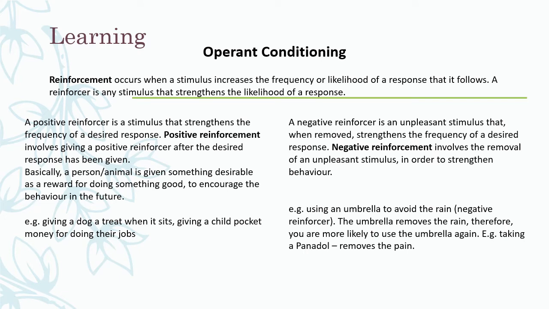So in operant conditioning, there is a reinforcement. So reinforcement occurs when a stimulus increases the frequency or likelihood of a response that it follows. A reinforcer is any stimulus that strengthens the likelihood of a response. A positive reinforcer is a stimulus that strengthens the frequency of the desired response, and it involves giving a positive reinforcer after the desired response has been given. So in the previous example, Johnny mowed my lawns. As a positive reinforcement, I gave him money.